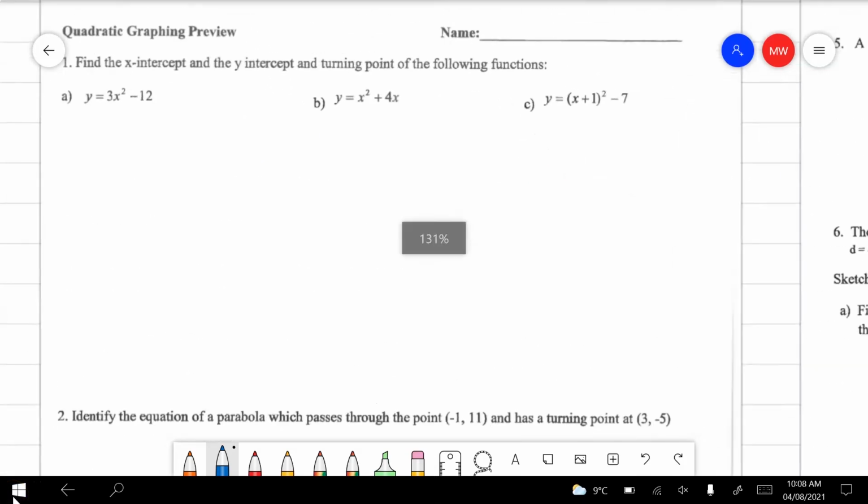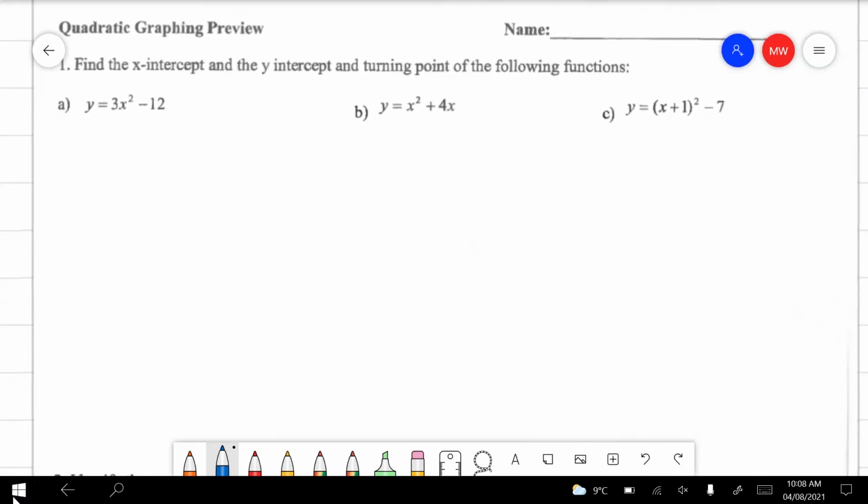Question 1 wants us to find the x-intercepts, y-intercept and turning point of the three following functions. So what we'll do is have a look at the format that it's written in. The first question is in expanded form, which is great. Straight away we know what our y-intercept is.